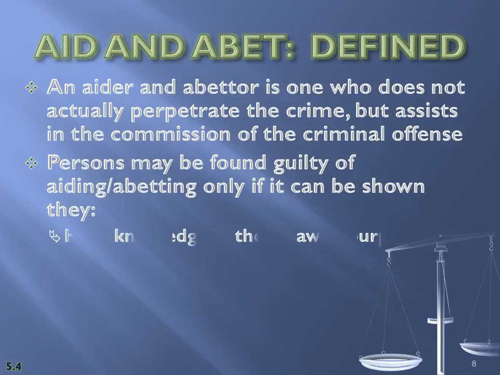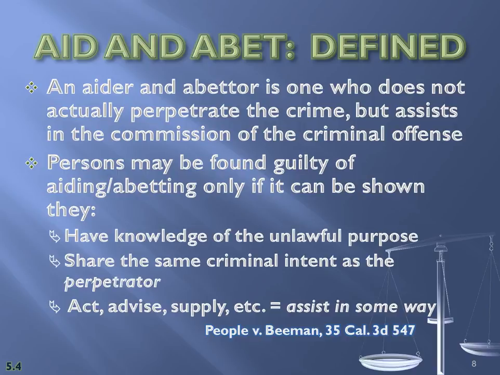So let's talk now about aiding and abetting. What really is it? We talked about principals, so we know what that is. We know what the elements of a principal are, and now what does that aiding and abetting thing actually mean? So a person aids and abets the commission of a crime if, with knowledge of the unlawful purpose of the suspect of the crime, he or she promotes, encourages, assists, or instigates by act or advice the commission of such crime. So an aider and abettor is one who does not actually perpetrate the crime, but assists in the commission of the criminal offense.